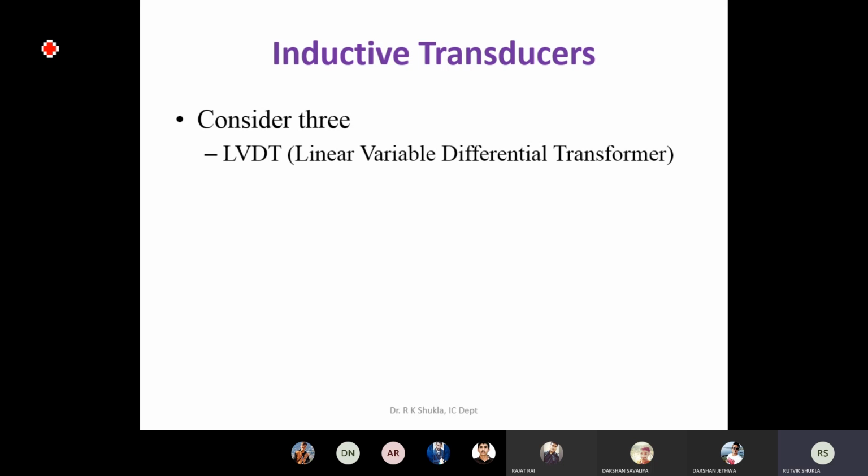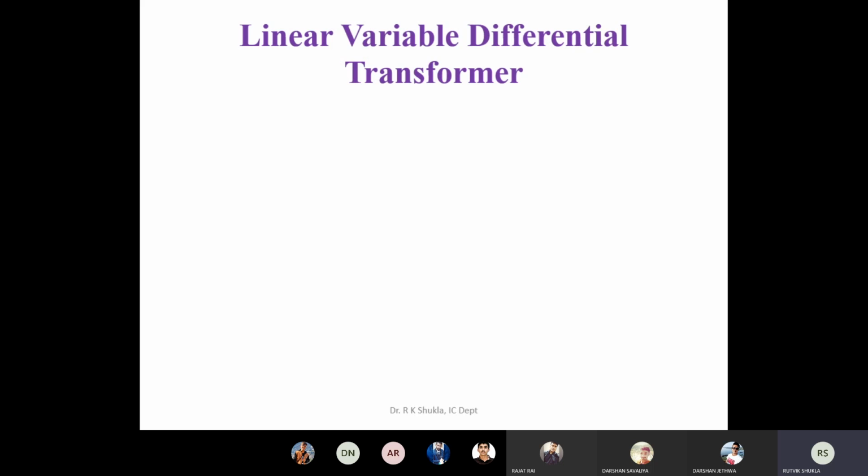First category is LVDT, that is linear variable differential transformer. Second construction we'll choose is RVDT, that is rotational variable differential transformer. And third is the synchros. These are the 3 elements which we are going to study in this particular category. So first we are starting with this LVDT.